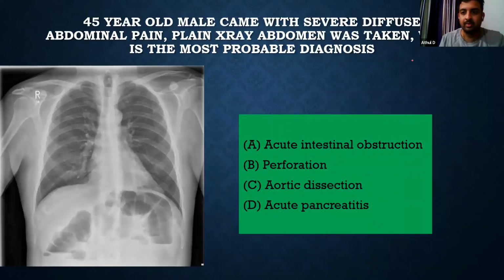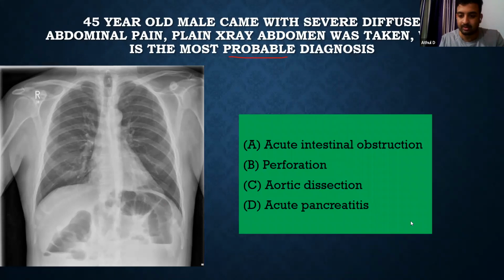So coming to another question. The first session will be completely based on X-rays. As I told you, we cannot confidently make any of these diagnoses with X-ray, but for exam purposes and also for our general knowledge, there are some signs that will help us to localize these conditions. So this is a case of a 45-year-old male who came with severe diffuse abdominal pain. X-ray chest and abdomen was taken, and from this, which of the following is the most probable diagnosis for this patient? Again, we will start the poll.